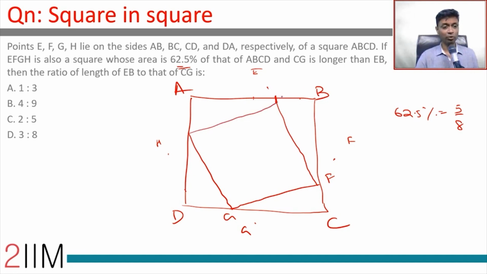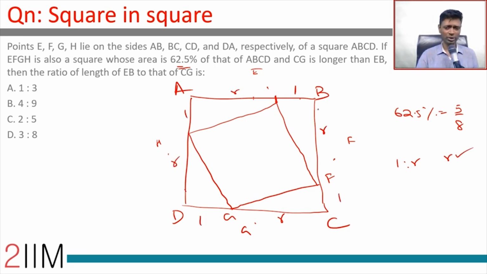We want to find the ratio of the length of EB to that of CG. If this is 1 and this is R, we want to find 1:R. We effectively want to find R. Remember, if this were R, this would be R, this would be R, this would be R. This is 1, 1, 1. We're talking about ratios, nothing more than that.